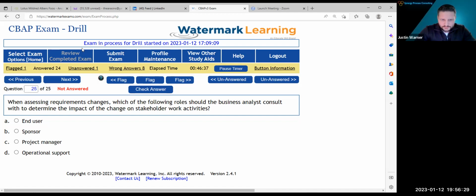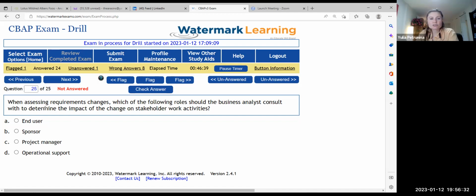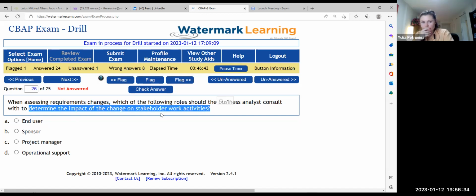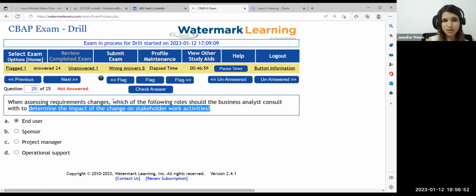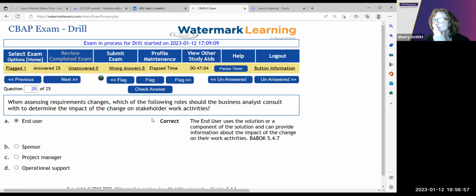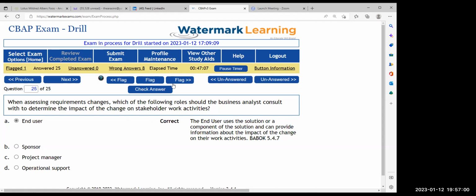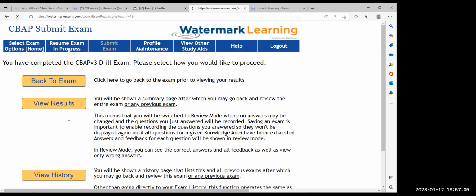I think that's operational support. The impact of the change on stakeholder work activities. Is it the end user or operational support? So the stakeholders are doing the work. Would that be the end user? I think it's A, because they're dealing with the final solution, with the impact of the change. You guys rock. Okay, let us check, submit exam and view results.